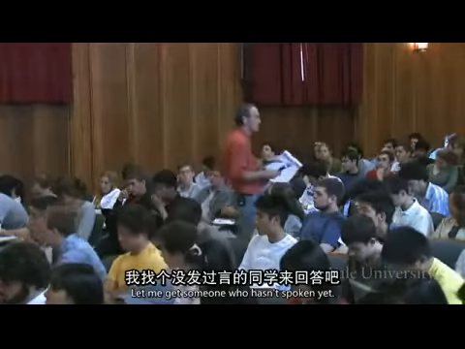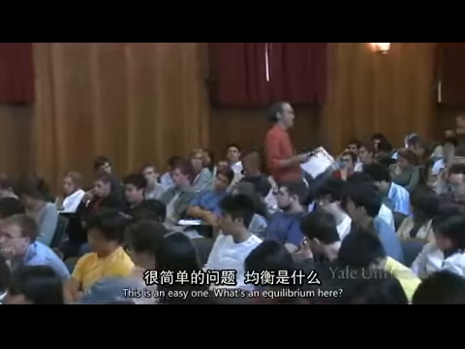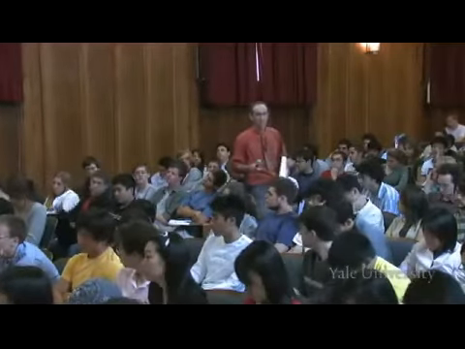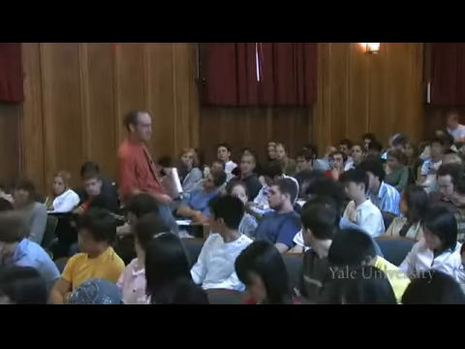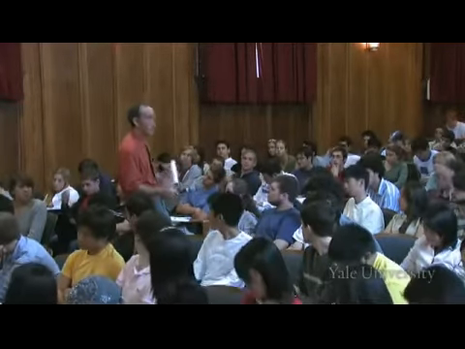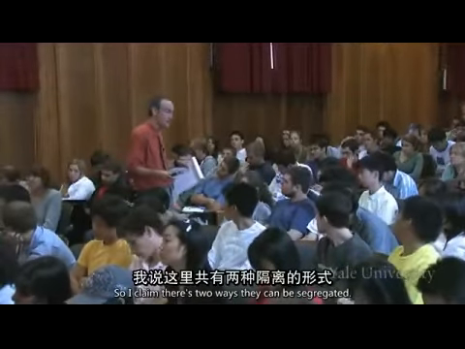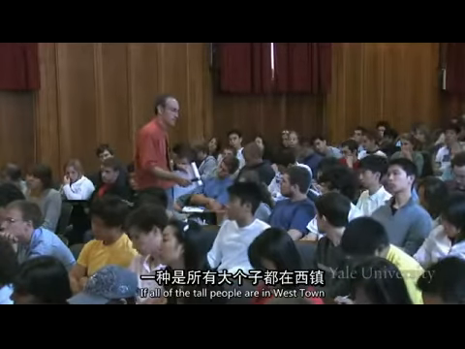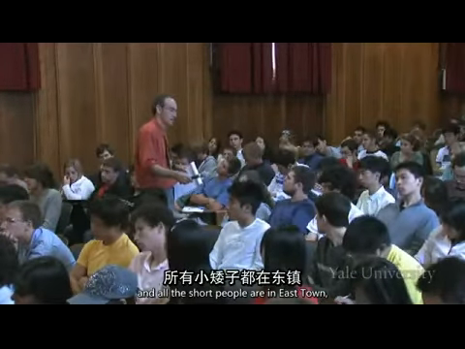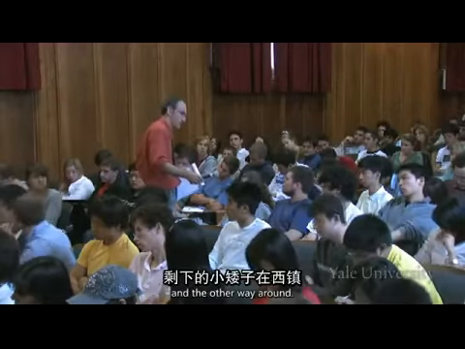Let me get someone who hasn't spoken yet. I surely can't have to cold call here. This is an easy one. What's an equilibrium here? How about the gentleman here? You want to have a guess at what an equilibrium is? Everyone being segregated. Let's be a bit more precise. So I claim there's 2 ways they can be segregated. Spell out the 2 ways. If all of the tall people are in West Town and all the short people are in East Town, or if all the tall people are in East Town and the other way around.